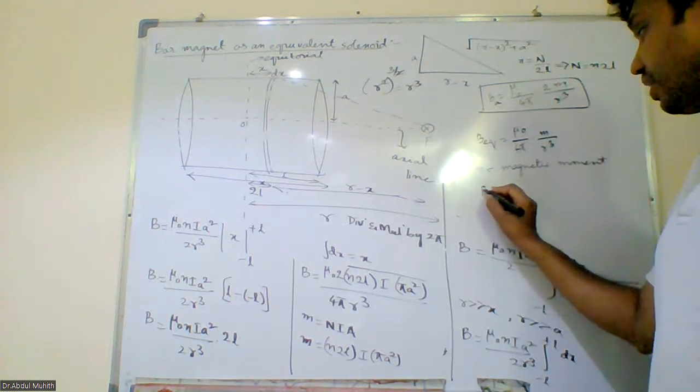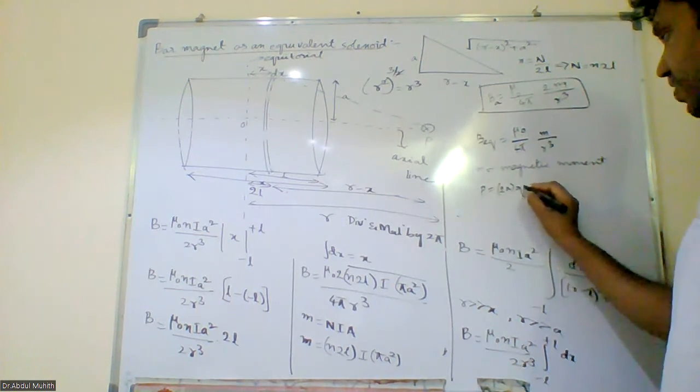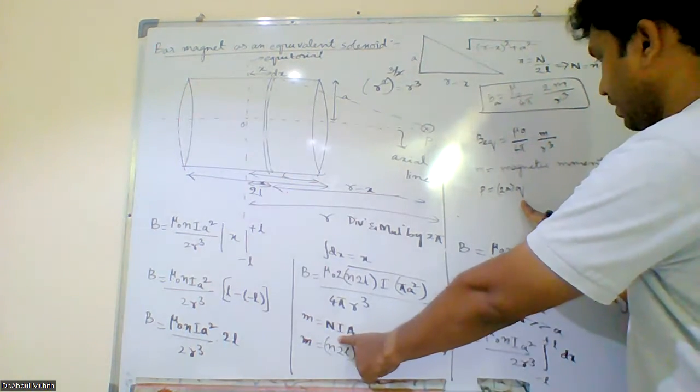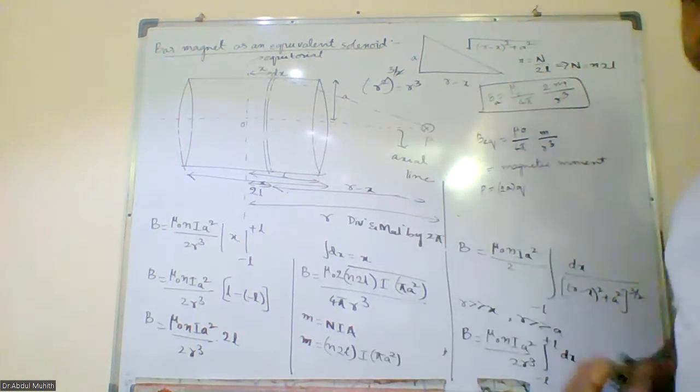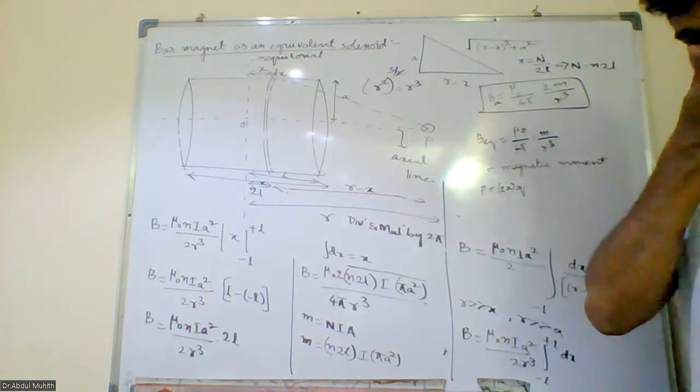We have electric dipole moment, right? You remember? 2qa, that is q into 2a. In the same way, here q is replaced with current, and 2a is replaced with area A. That's the only difference here. Got it?